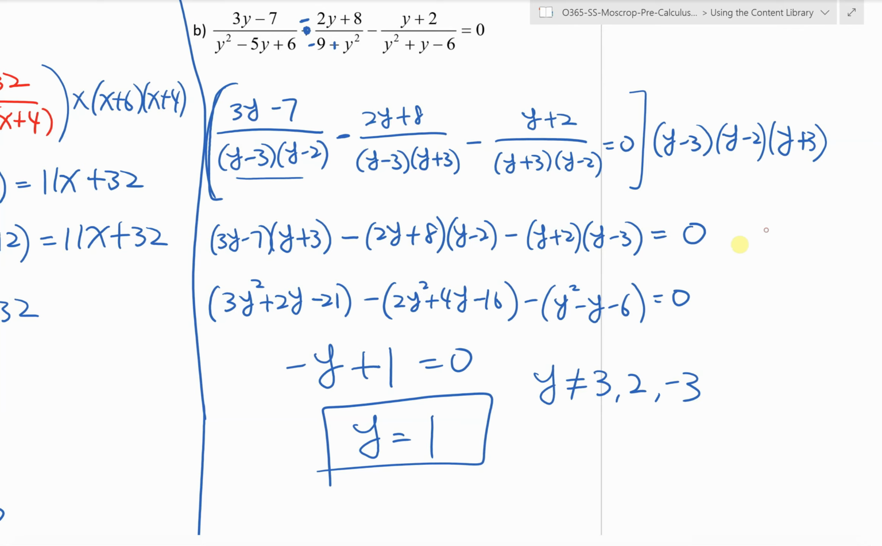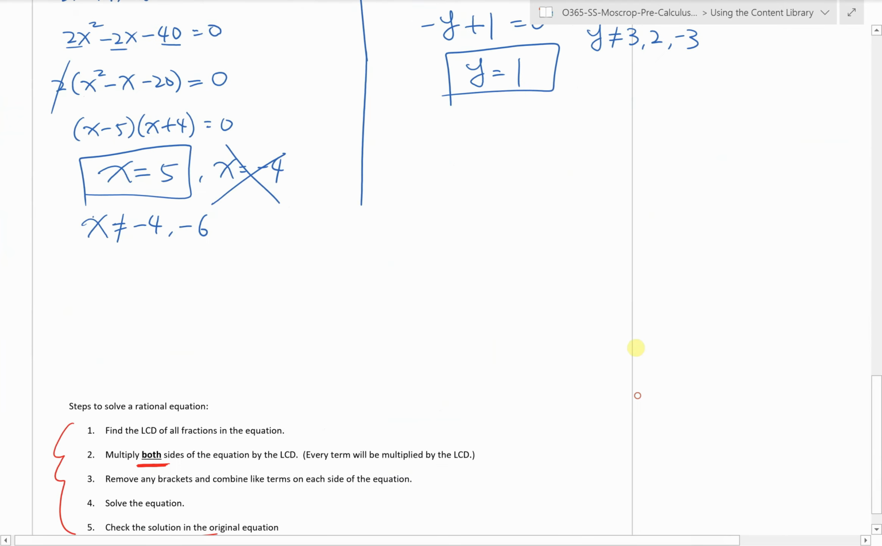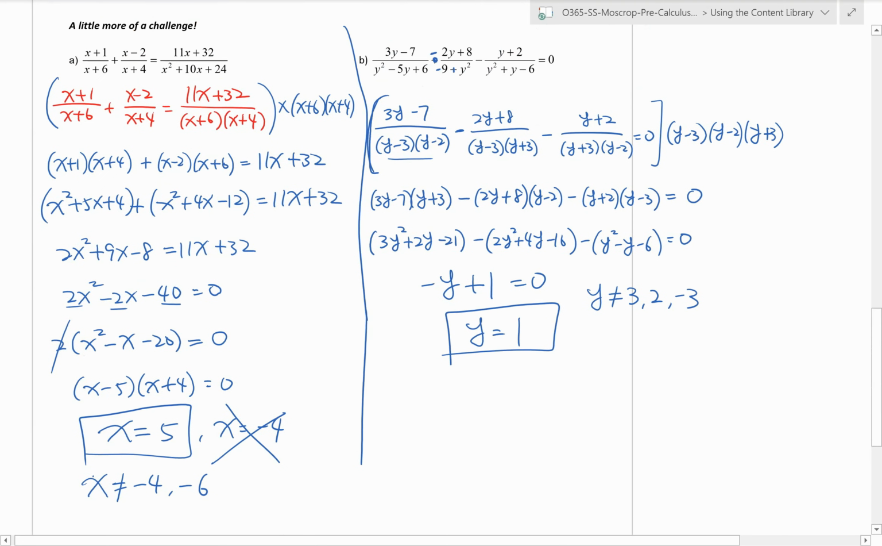Okay, all right, that's it for solving rational equations. Again, here are the steps if you need to review. Otherwise, you can do some practice questions now. Okay, good luck.